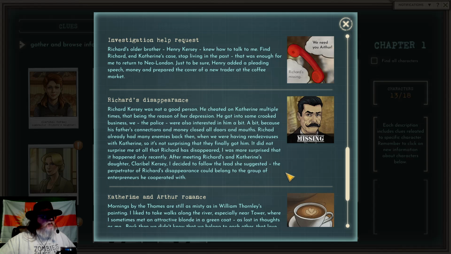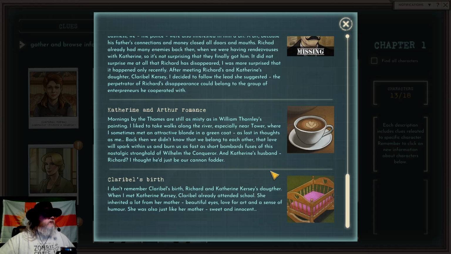After meeting Richard and Catherine's daughter, Clarabelle Kersey, I decided to follow the lead suggested. The perpetrator of Richard's disappearance could belong to a group of entrepreneurs he cooperated with. And there's the romance. I don't remember Clarabelle's birth, Richard and Catherine Kersey's daughter. When I met Catherine Kersey, Clarabelle already attended school. She inherited a lot from her mother: beautiful eyes, love for art, and a sense of humour.